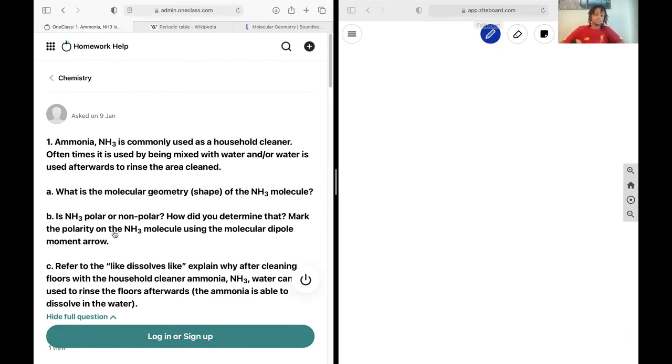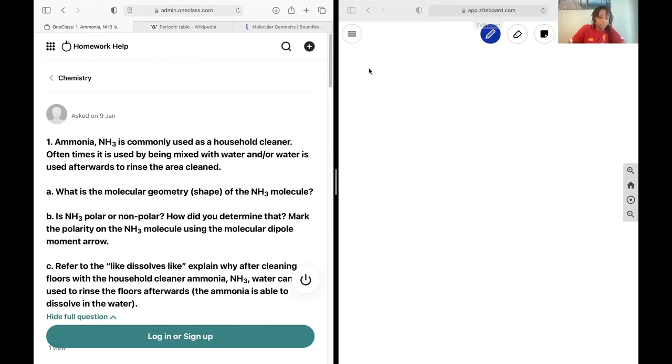Ammonia is commonly used as a household cleaner, often mixed with water, and water would be used afterwards to rinse the area clean. So first we'd like to find out the molecular geometry of the molecule. Using this molecular geometry, we can figure out whether it's polar or non-polar depending on whether the dipoles all cancel out, and that would be dependent on the symmetry. And then we would like to answer the question of why water rinses it out so well.